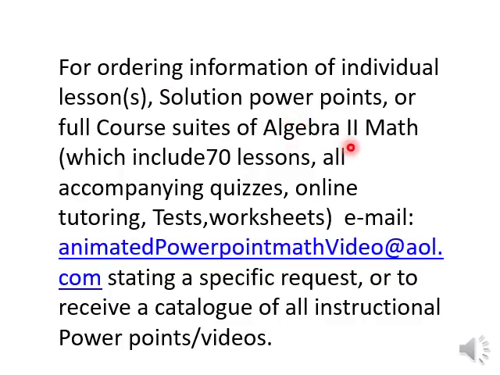Everybody, we're getting ready to do lesson 8.2 for Algebra 2 math. This will be part 1.